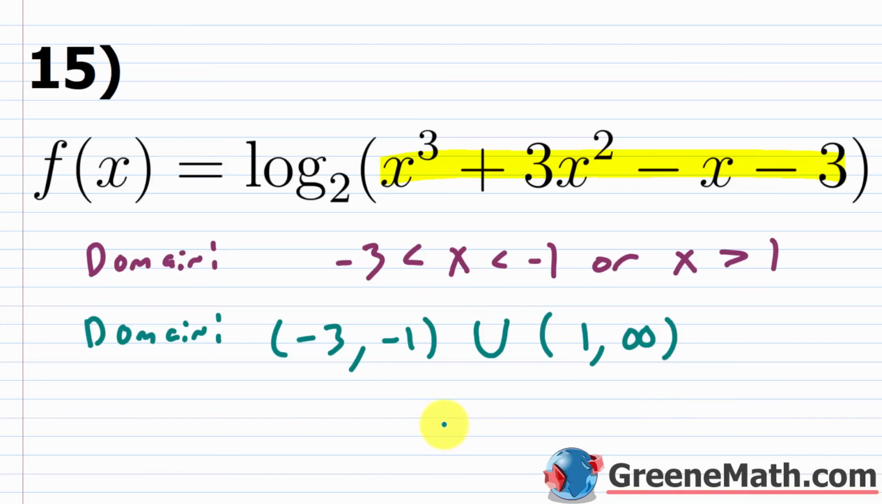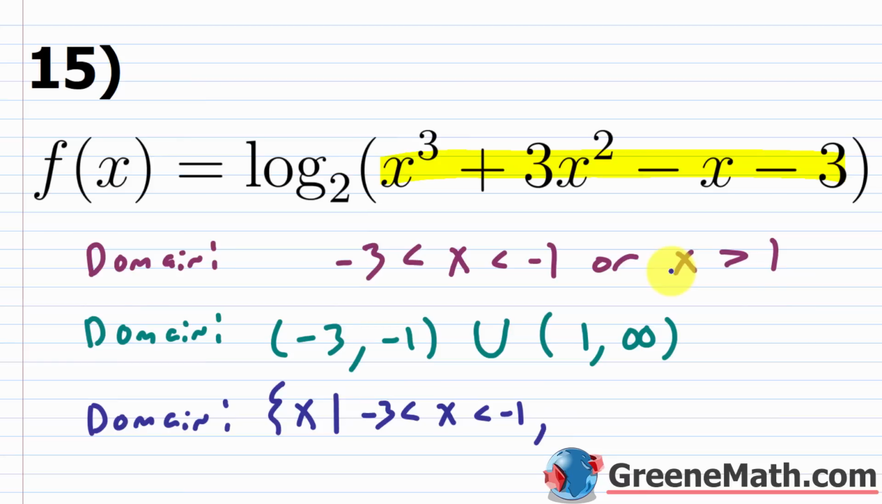If you want to write this in set builder notation, let's do that. So let's put the domain here like this. So we would have the set of all x such that you're just going to drop this in here. So x is greater than -3 and less than -1, or x could be anything that's greater than 1. So that's how you would write that in set builder notation.